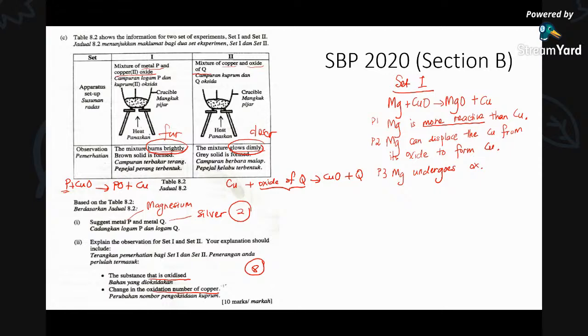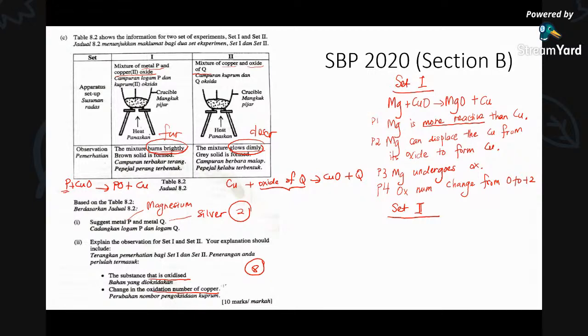Okay. And then point number 4, you talk about the oxidation number. So the oxidation number changes, always from initial to the final, from 0 to positive 2. Okay, so that is for set 1. So you do the same explanation for set 2. Okay, same explanation for set 2. Okay, so you follow the first one.